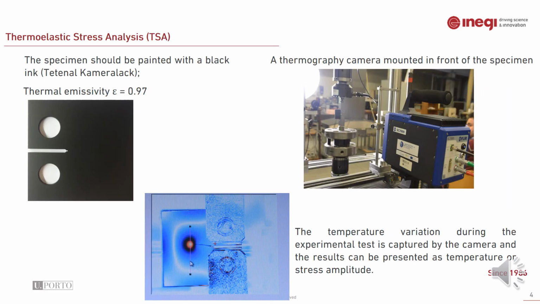And in the thermoelastic stress analysis, the specimen should be painted in black, and this analysis is based on the temperature variation. So a thermographic camera should stand in front of the specimen while testing, and the temperature variation will be monitored during the test, which is shown in the image on the bottom side.